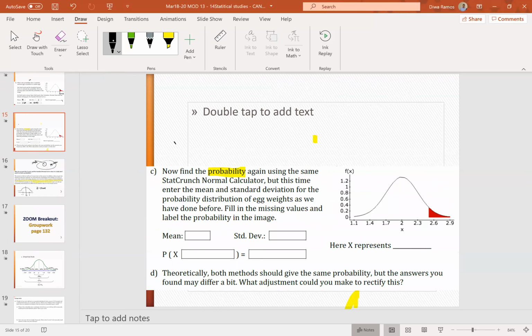All right. Any questions so far? That is the main objective for the day.